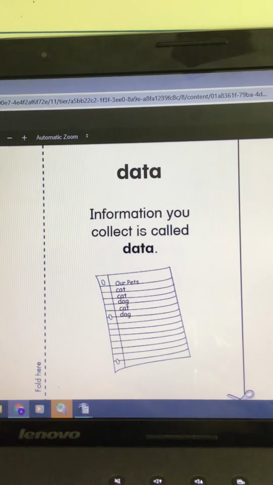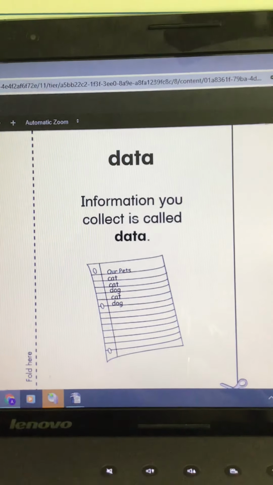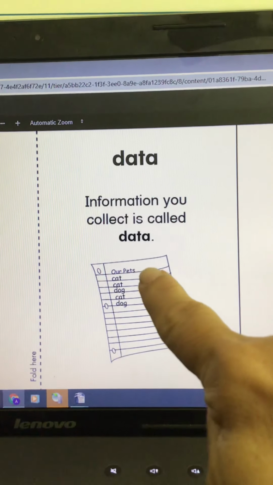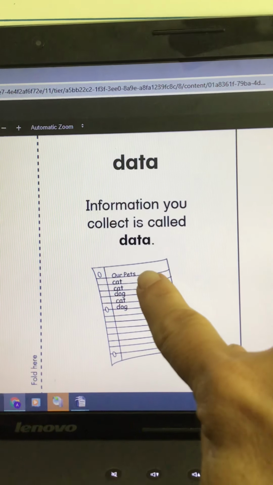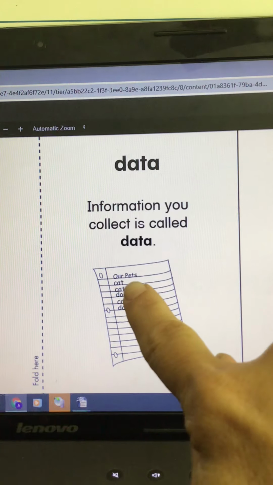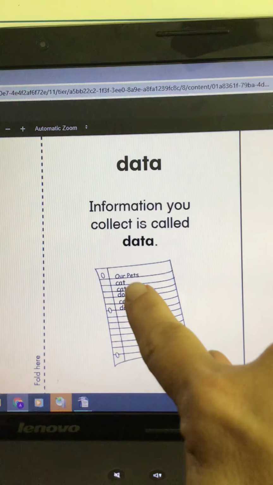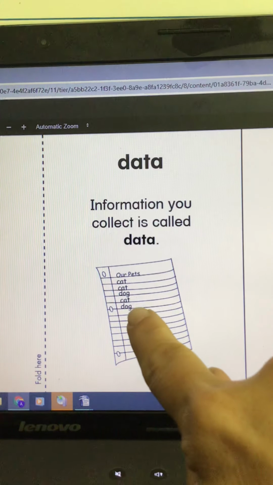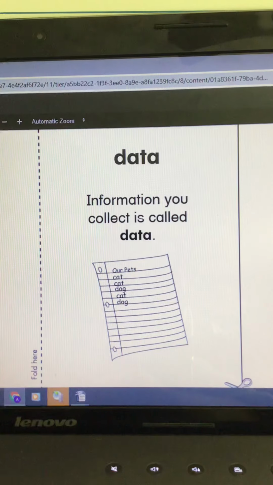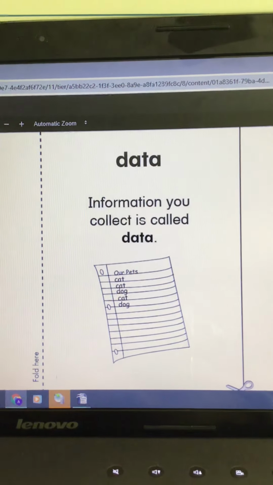Data is the information you collect. So if you are going to be making a graph about pets that people have, you would write down each time somebody tells you what kind of pet they have. Cat, cat, dog, and then you would go back with that same information and use it to make your graph.